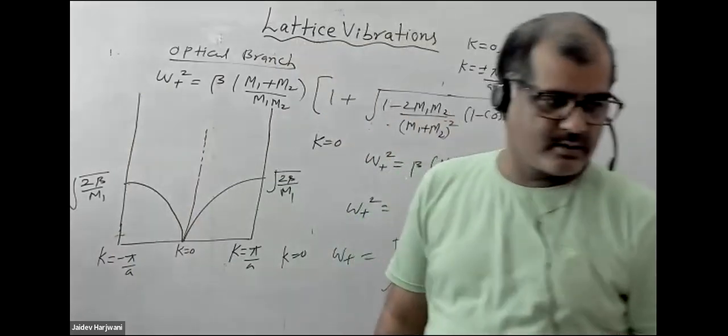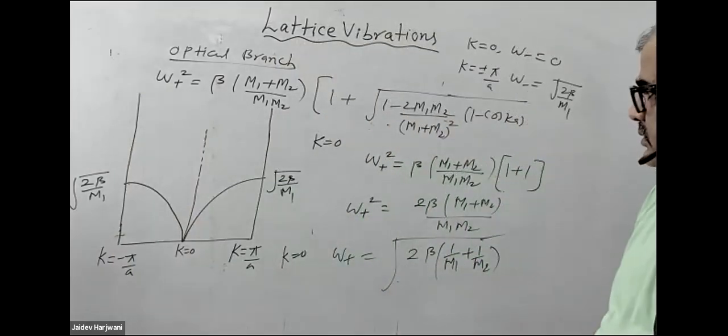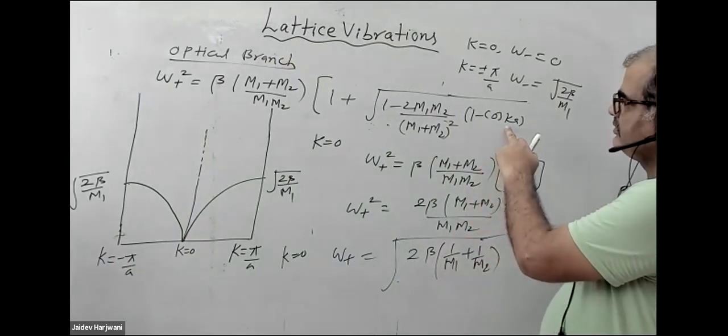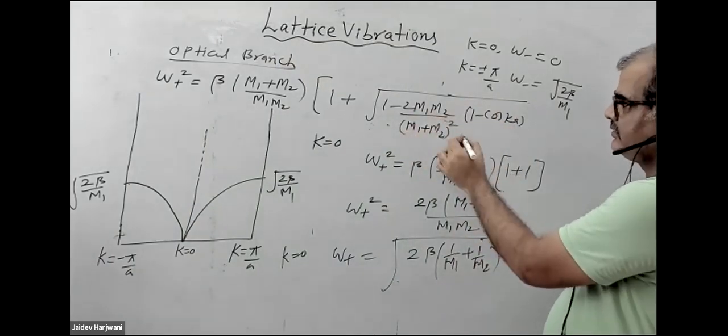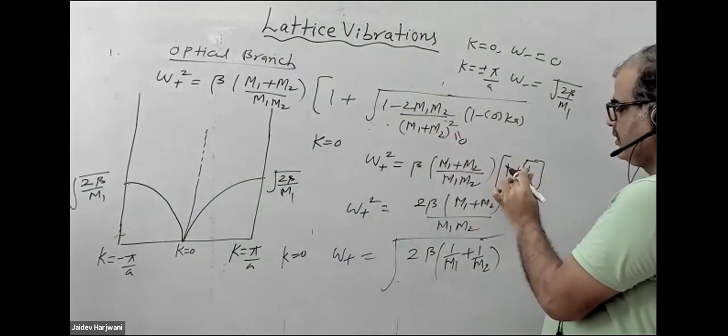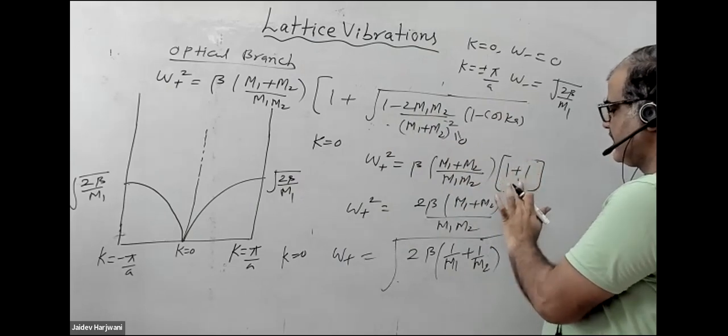Sir, in this equation, third step, please explain the 1 plus, how you got the 1? If k is equal to 0, this whole term becomes 0, no? So only under root 1 is remaining, and under root 1 is again 1.